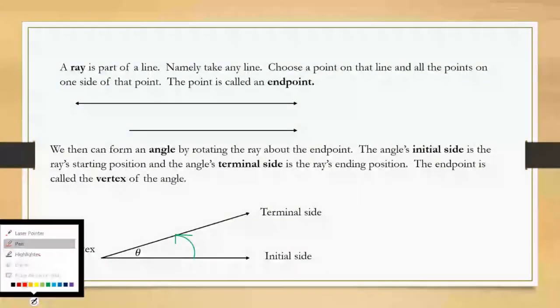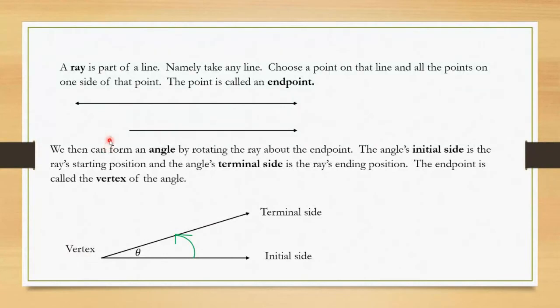A ray is essentially part of a line. The idea is this. Let me use the pen. You take a point on the line, any point you want. I'm going to choose this point. Then you take all the points on the line on one side of the point you chose. So if I chose everything on the line to the right, I get this ray below. That's just what a ray is by definition.